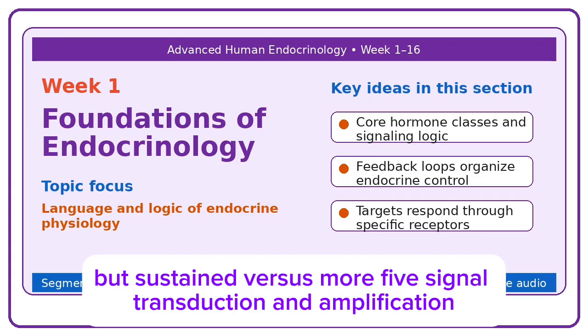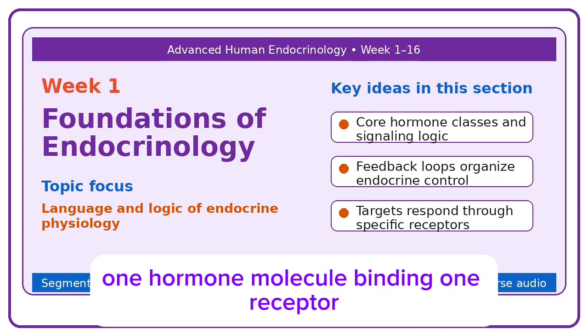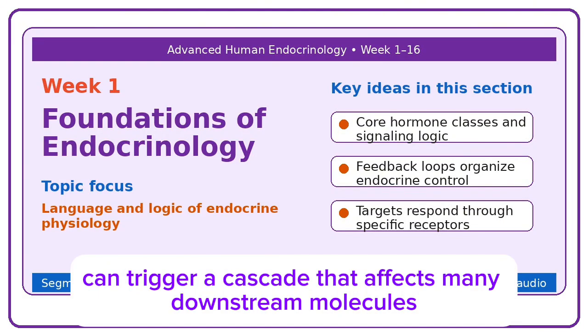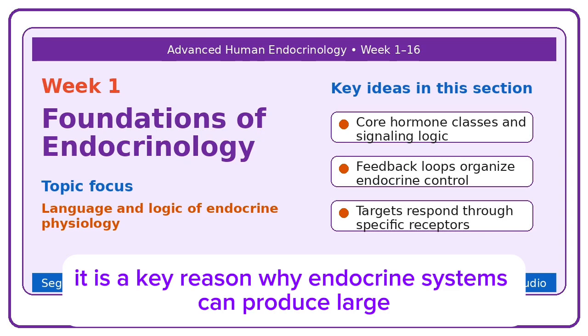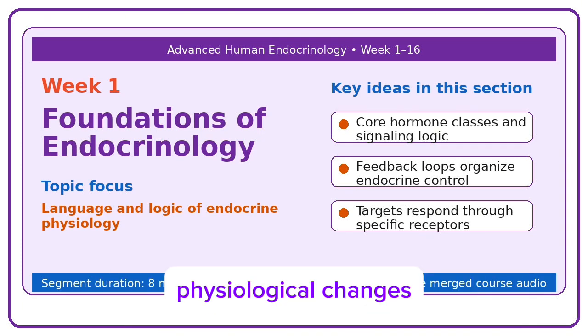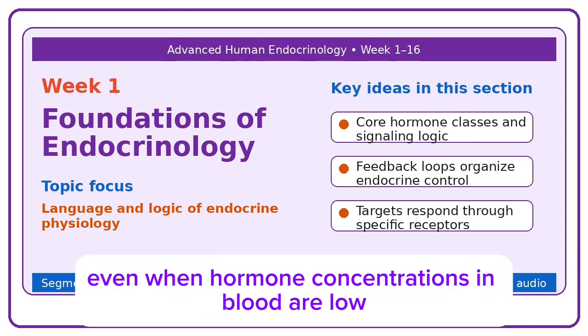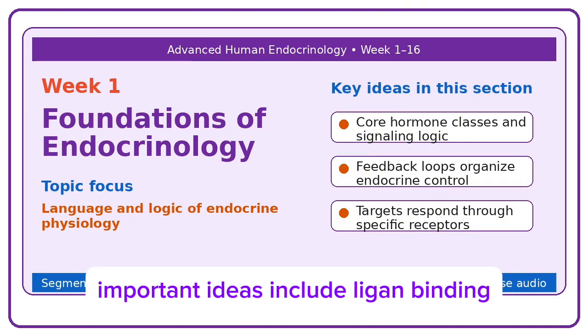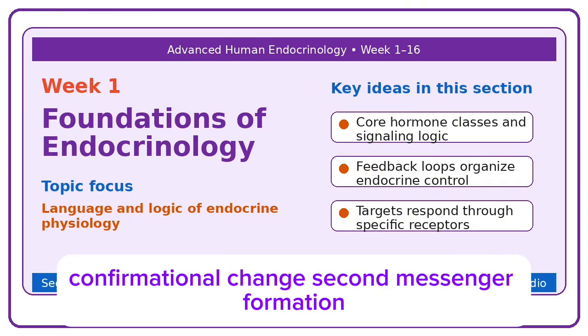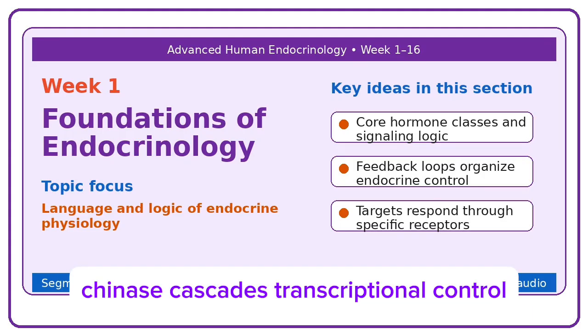Number 5. Signal transduction and amplification. One hormone molecule binding one receptor can trigger a cascade that affects many downstream molecules. This is called signal amplification. It is a key reason why endocrine systems can produce large physiological changes even when hormone concentrations in blood are low. Important ideas include ligand binding, conformational change, second messenger formation, kinase cascades, transcriptional control.